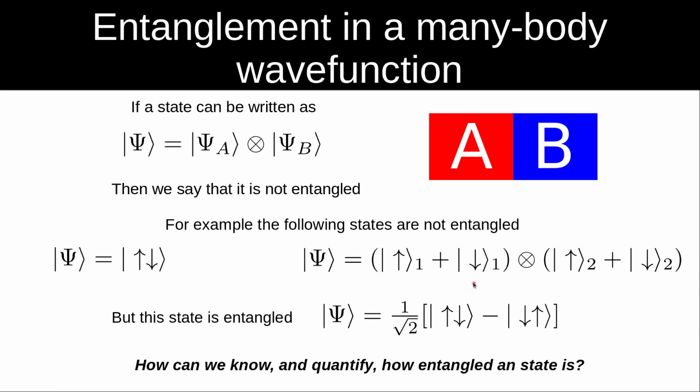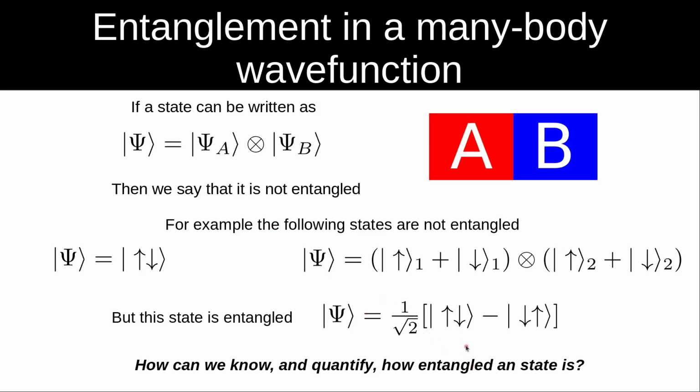Those are states that are not entangled. So now the question is, what is a state that is entangled? Well, a state that is entangled is actually the singlet state. The ground state of the Heisenberg model for two sites is a state that cannot be written as a tensor product of a state inside A and a state inside B.